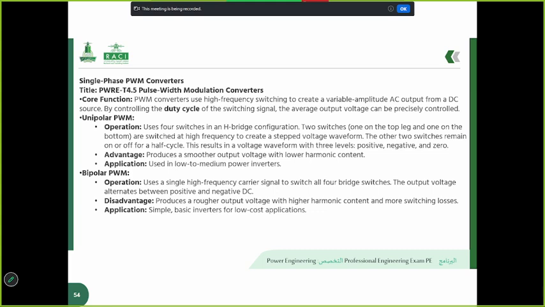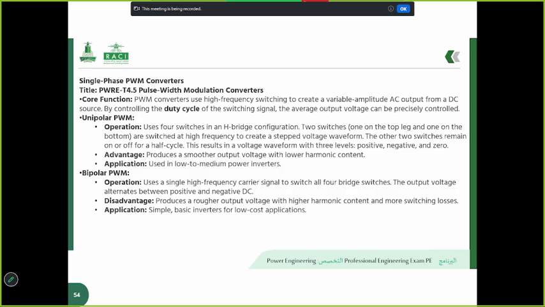All right. So, in my last lecture, I started with power electronics, and I want to complete this session and then start the power systems. Okay. In this slide, I want to talk about PWM converters.